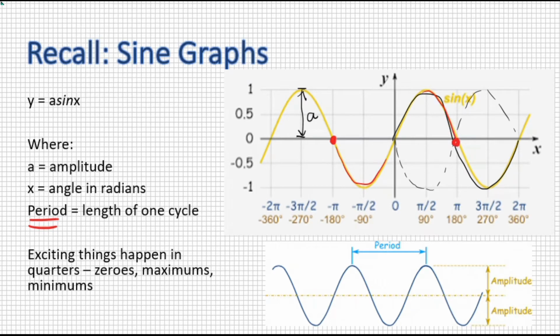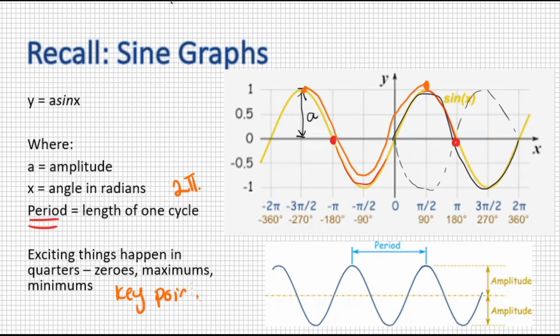You can start measuring it up here at the top and follow it through until it repeats. There's one cycle, the length of one cycle. So for our standard graph, the period is 2 pi. And before we spoke about how exciting things happened every 90 degrees. So I'm going to change that from every 90 degrees, and I'm going to say that the key points happen in quarters.